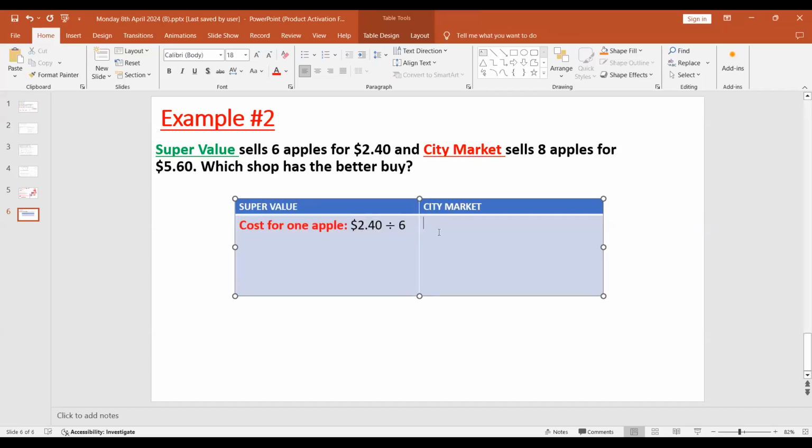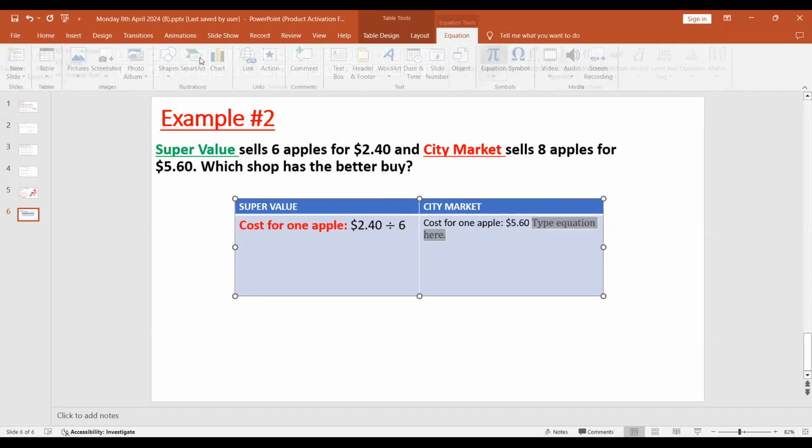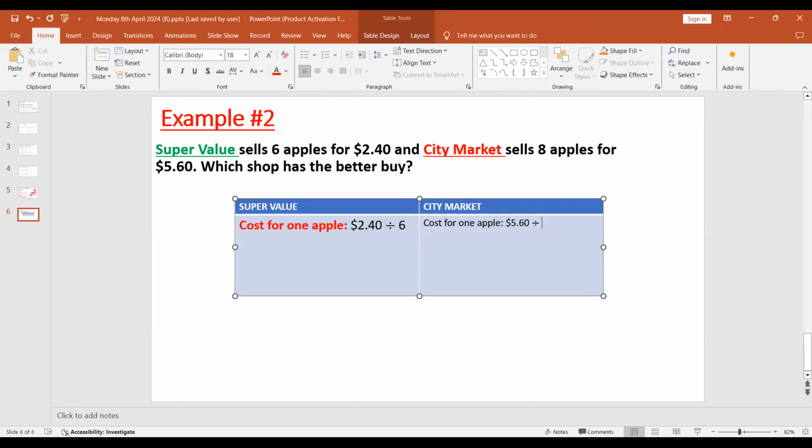Same thing for City Market. We have to find the cost, the unit price, the cost for one apple. If we're trying to find the cost for one apple, what do we have to do? We have to take $5.60 and divide it by what? By 8. Yeah, divided by 8.